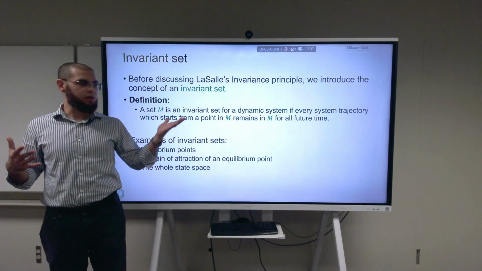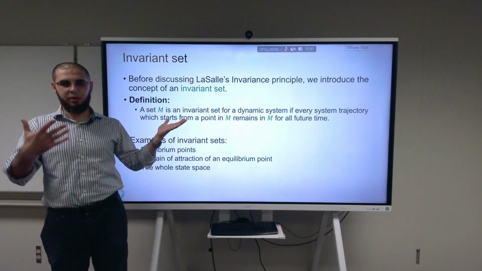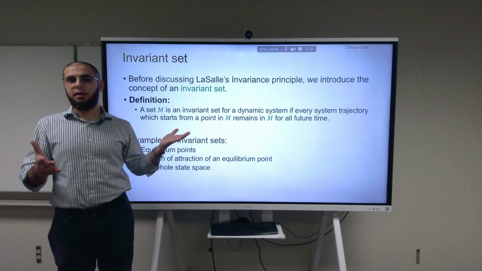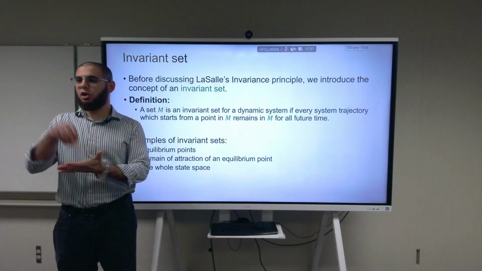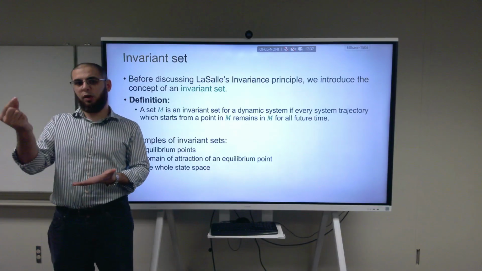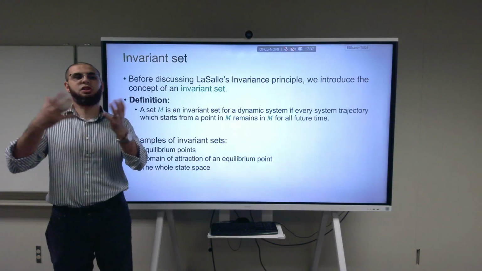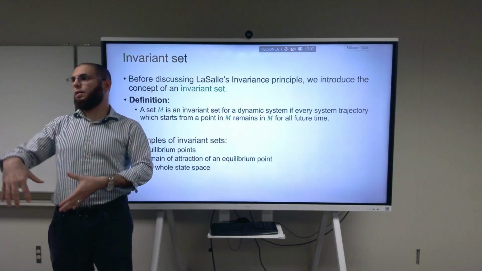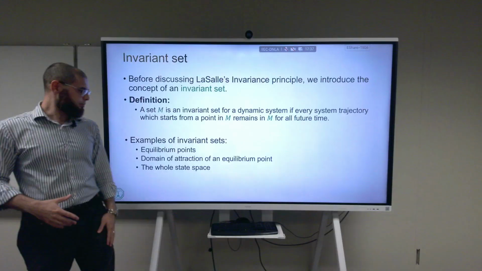Does this ring a bell with something we already discussed? An equilibrium point, exactly. The equilibrium point is the point where you start at it and you remain at it, but that's only one point. The invariant set is a generalization of this. It's a bigger set of the state space, and you start in it and you remain in it. Okay? So that's the idea.